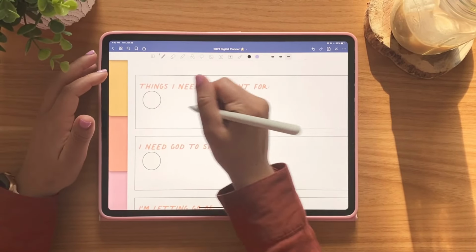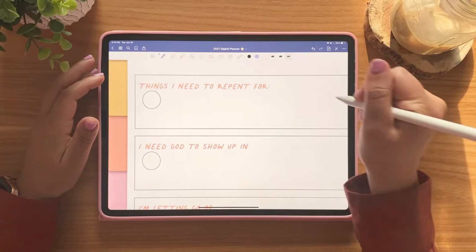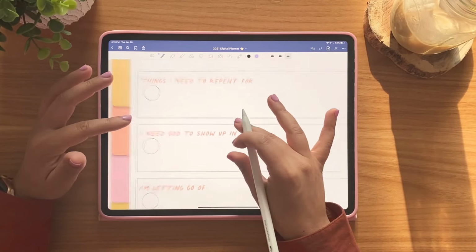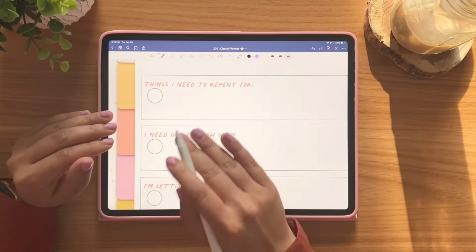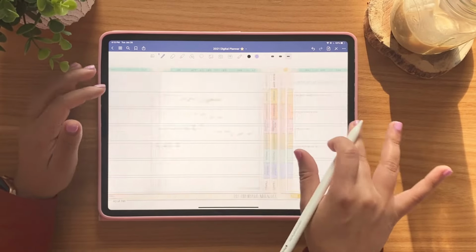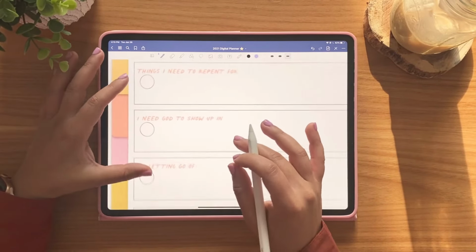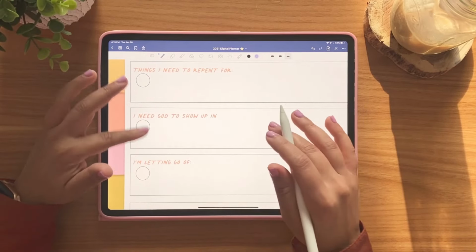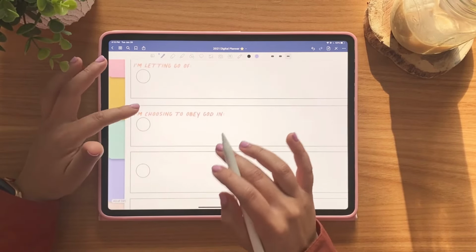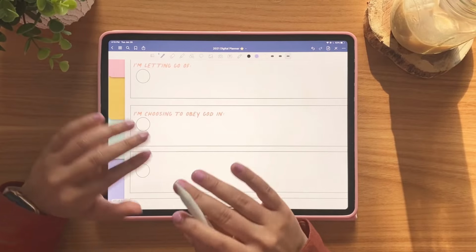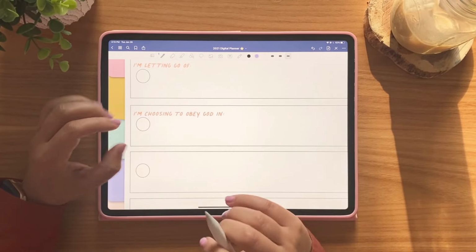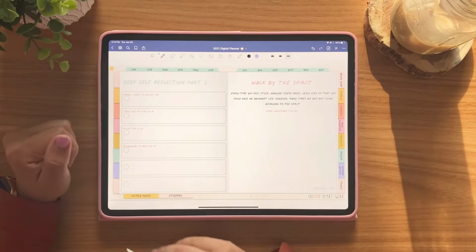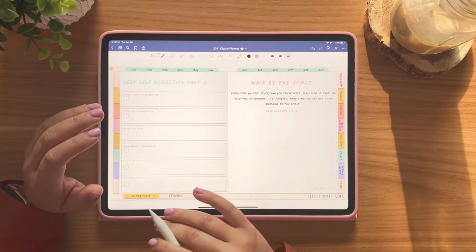I need to repent for gossiping with my friend about this because I know I shouldn't have said that. So here's where you're going to be repenting and being real about these things that you circled over here. Then this is where you write, I need God to show up, and maybe you have a prayer request, something you're letting go of, and how you're choosing to obey God. What are you choosing to obey Him in? Maybe you're choosing to obey Him with your finances, with your patience, and so on and so forth.